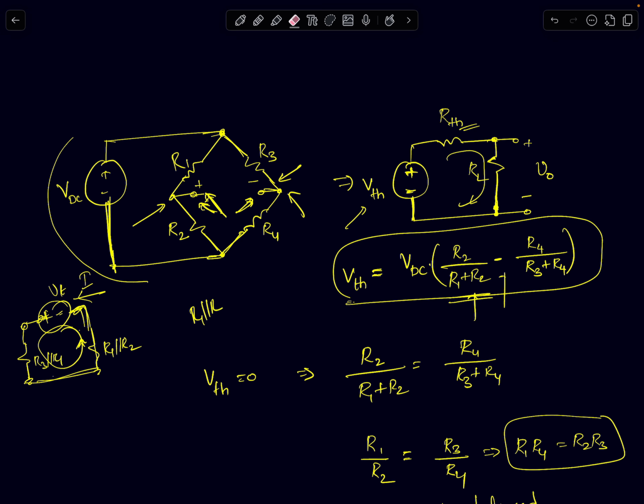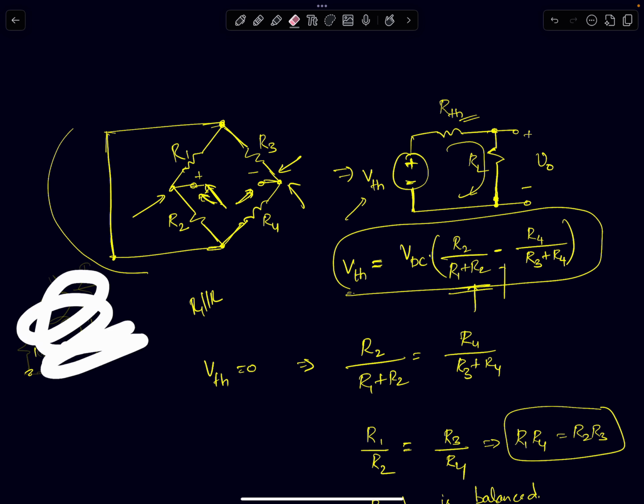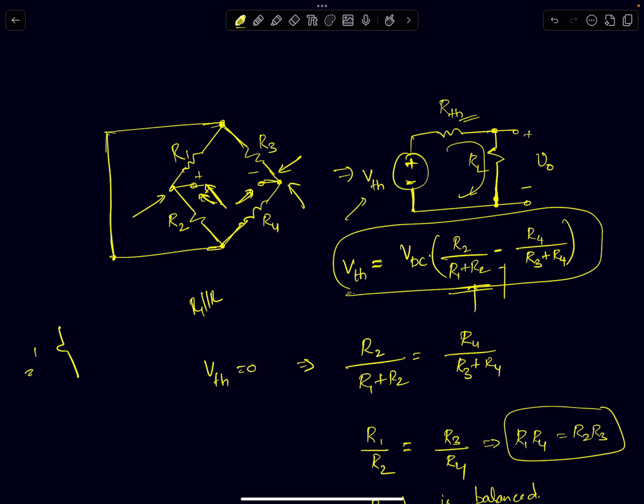So if I short circuit this input voltage source, I will get R1 parallel, which is what I've shown here, but let me just redraw that. So you will get R1 parallel R2, and the other branch you will see R3 parallel R4. Okay, these two nodes are short. You are looking between these two nodes.